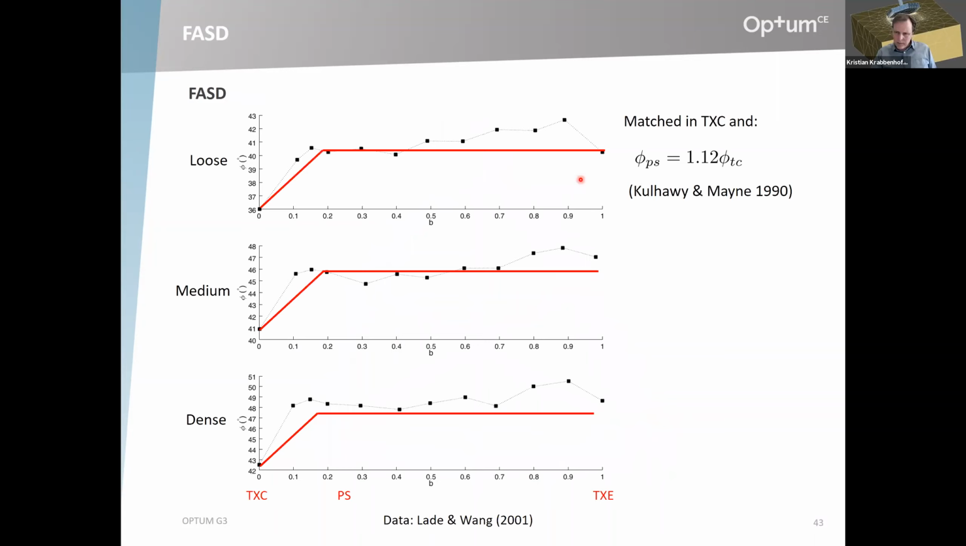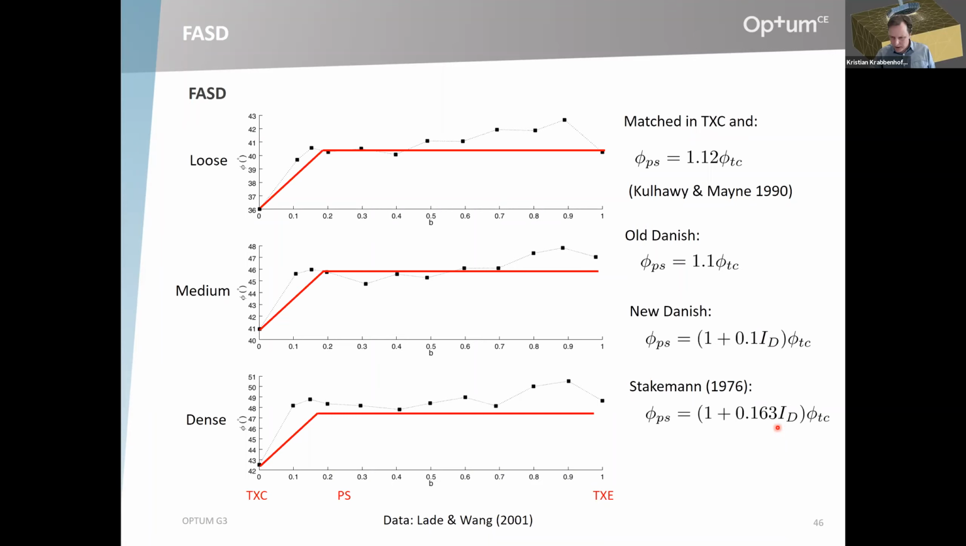So the question is then, we're back to what should be the relation between the plane strain and the triaxial compression angles. So again, this is the Lade data, and I've tried to use this kind of well-known relation. It says that the plane strain angle is 1.12 times the triaxial angle. This is Kulhawy and Mayne. It's similar to what we could call the old Danish relation, the one Jan and I learned at university. And there's also a new Danish that's slightly more conservative. It incorporates also the density index, and I believe that's probably inspired by an even older one, which has a different factor here.